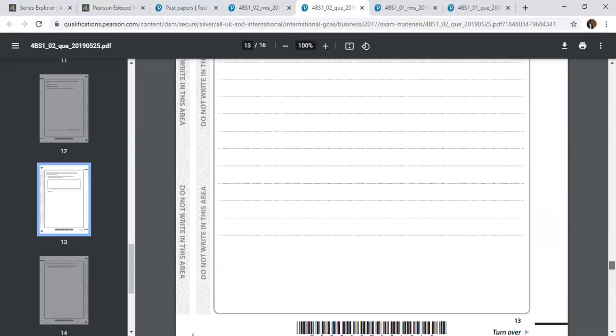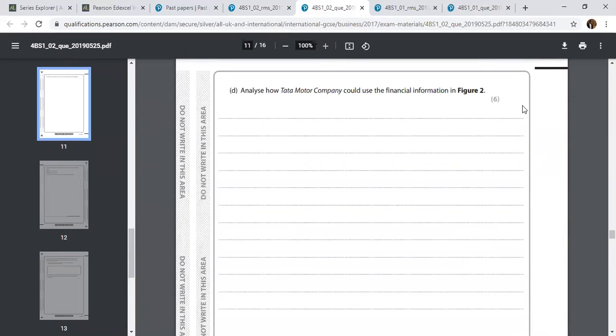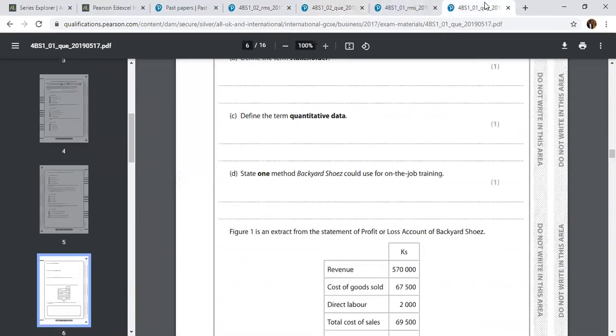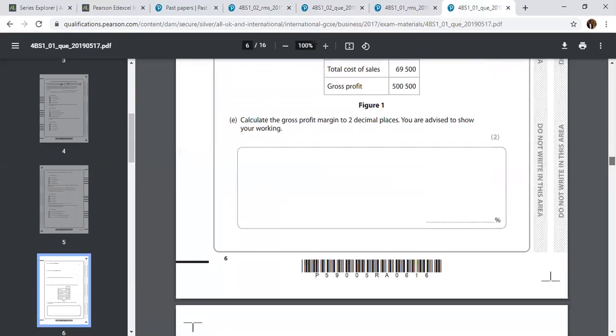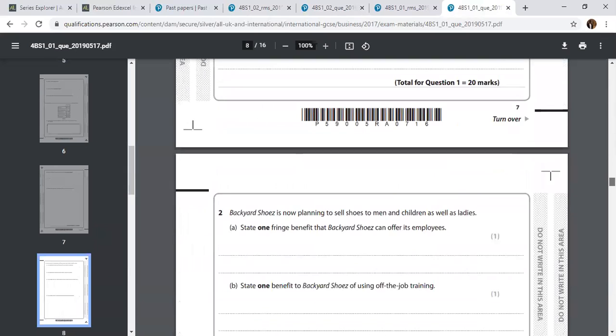So from the human resource concept, there are only a few questions. They're not asking big questions that much. That's a large business, but mainly in this question you can see case study number one, the small business Backyard Shoe. They're asking about on the job training, right? One reason for use of on the job training, and you can see here another HR question.